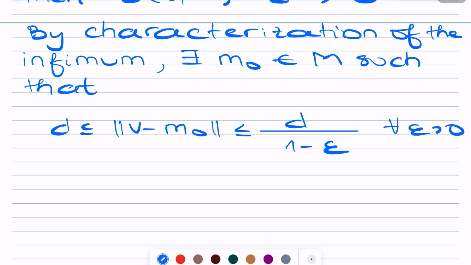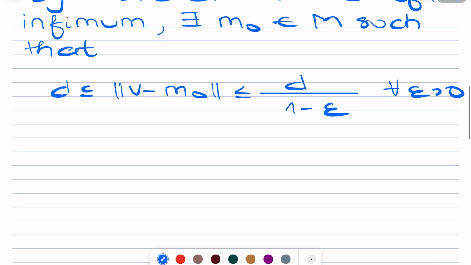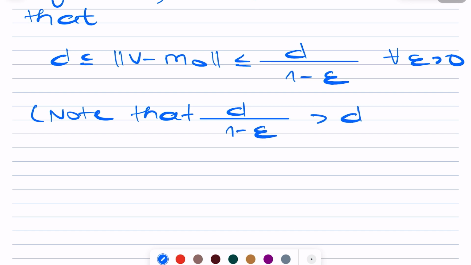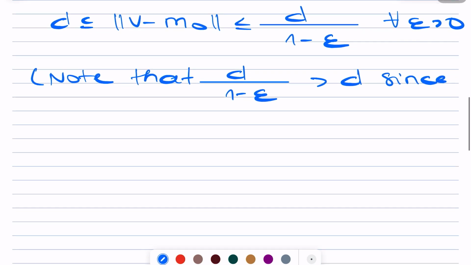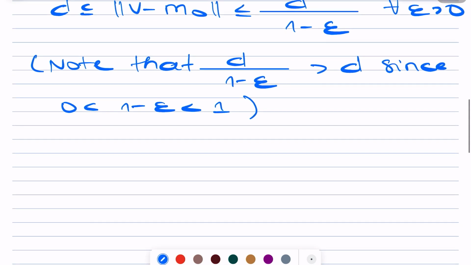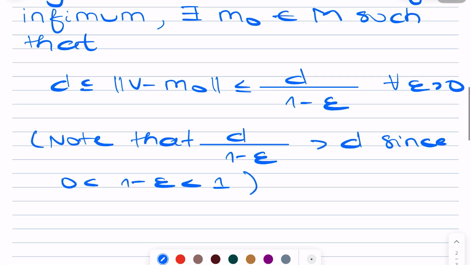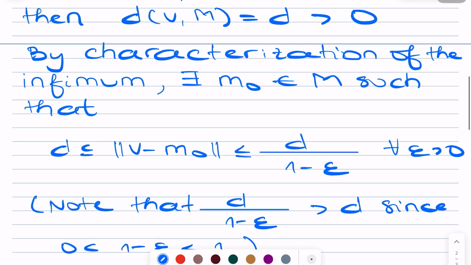And as I said, d over 1 minus epsilon is strictly greater than d, since 1 minus epsilon is strictly between 0 and 1. Okay, so we have this. This basically follows by characterization of the infimum, because the distance of v to M is the infimum of the norm of v minus m, m in capital M.